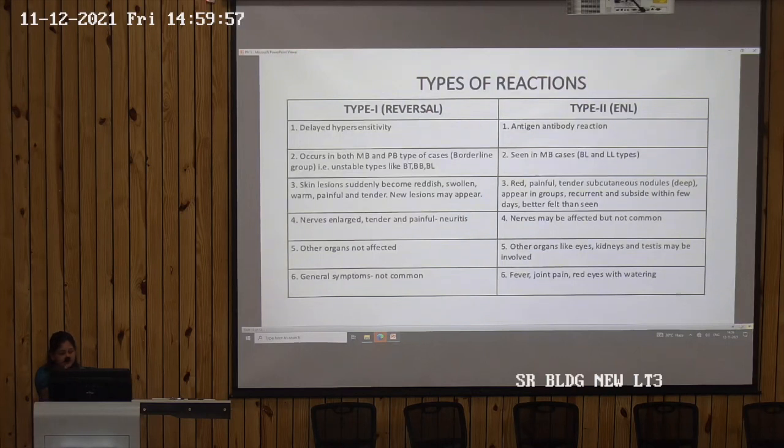General symptoms are not common in type 1. In type 2 you will have fever, joint pain, red eyes, watering. All this will be present in type 2 reaction. Now what is the treatment? You will give clofazimine, corticosteroids. ठीक है, treatment क्या है? Clofazimine, corticosteroid. In type 2 you can also add an anti-inflammatory agent like aspirin. You can give chloroquine, you can give thalidomide, etc. ठीक है.